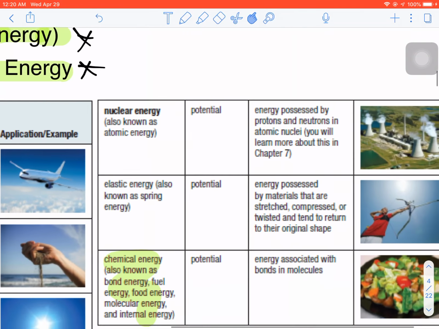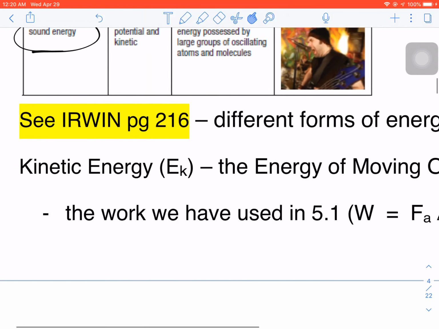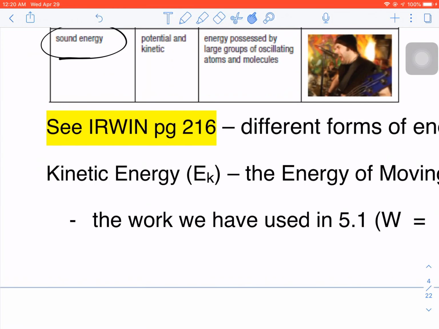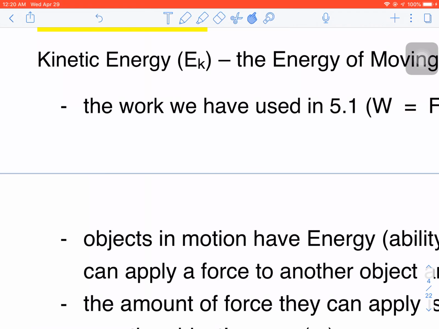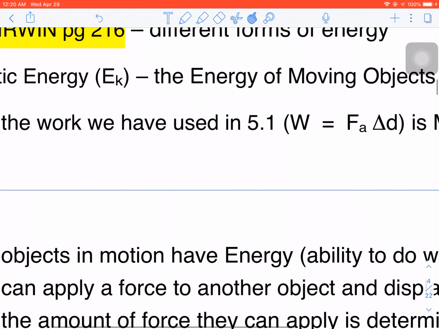Now, in our textbook, on page 216, there is a similar chart. I think the chart in our textbook is probably a little more user-friendly than this one, and maybe even a little bit more interesting than this one. Okay, so those are all different forms of energy. Now, I'm going to start this unit talking about kinetic energy, which is the energy of motion.